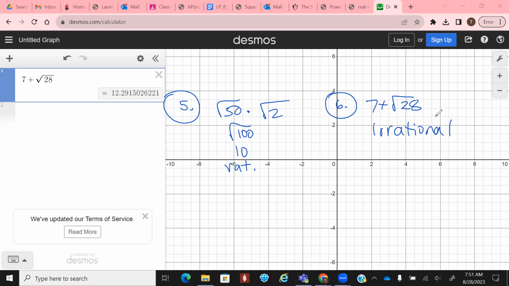But we want to simplify this. Okay? We want to simplify this. So what can I take 28 and break it down to? What factors are 28? 7 and 4. And then 4 breaks down into 2 and 2. So I can pull out a pair, and that's going to give me 7 plus 2 square root of 7.